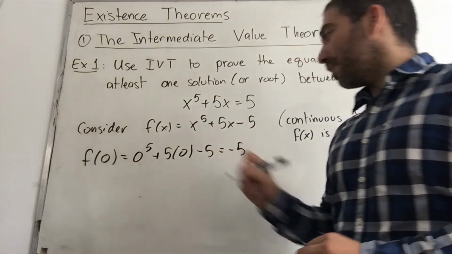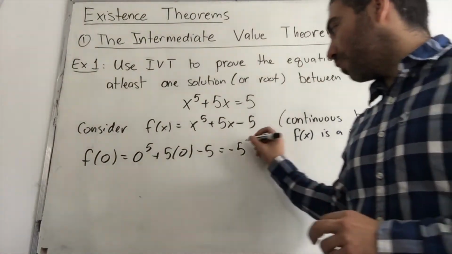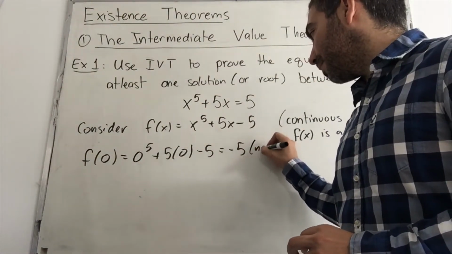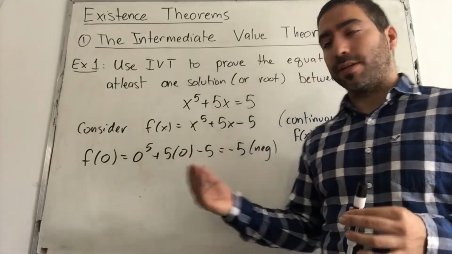This gives us negative 5. So when we plugged in 0, we got a negative answer. Okay, so all we really care about is the sign. This is negative. And let's see what happens when we plug in 1. We're hoping to get a positive answer.